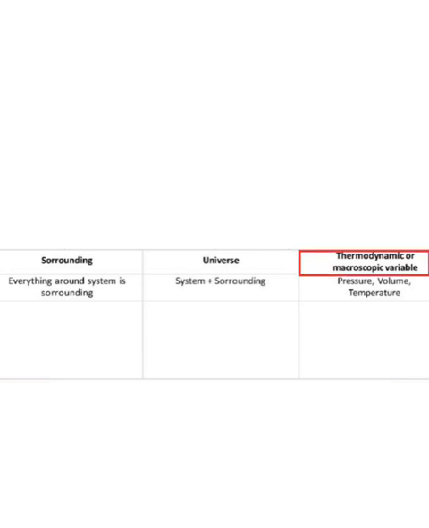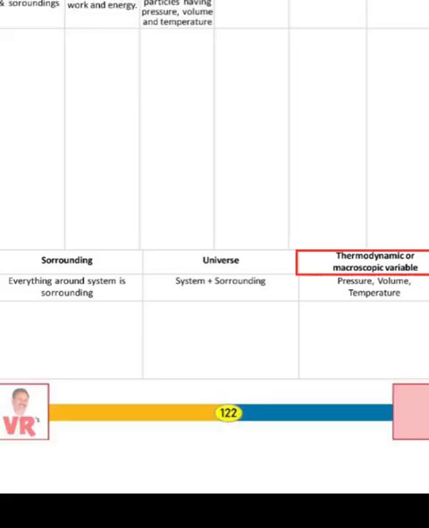Thermodynamic variables or macroscopic variables. Quantities like pressure, volume and temperature, which help to study the system, are called thermodynamic variables. Pressure, volume and temperature are thermodynamic variables.